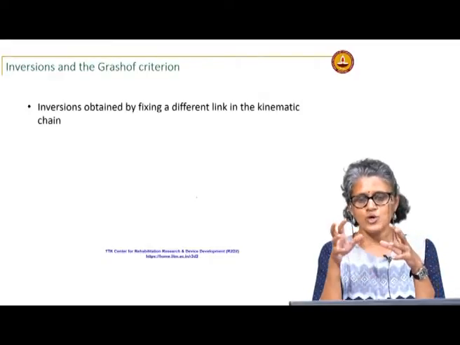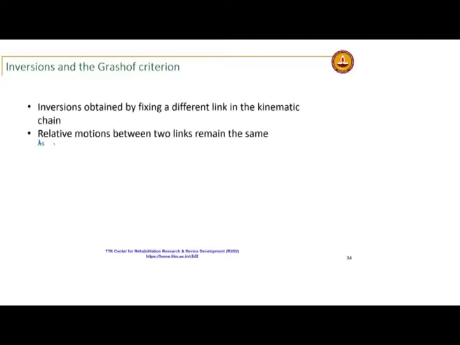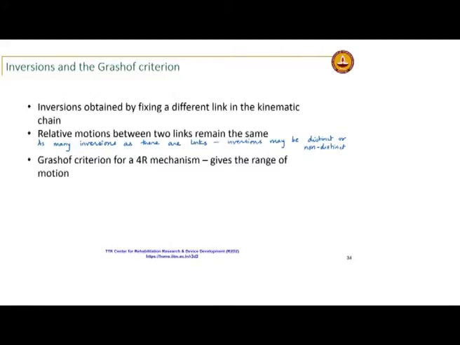The inversions could be what are known as distinct inversions or non-distinct inversions. As many inversions as there are links. Inversions may be distinct or non-distinct. We will see what that means. And for a 4 bar or a 4R, okay, 4R, 4 revolute joints, typically a 4 bar is referred to as 4R mechanism. A slider crank, as I mentioned earlier, would be a 3R 1P mechanism.